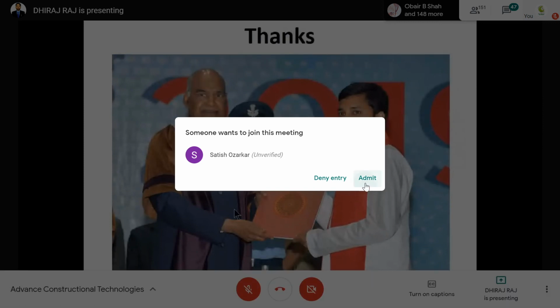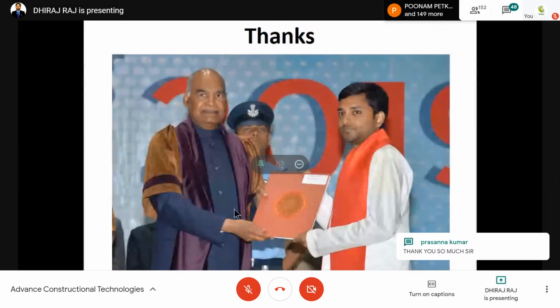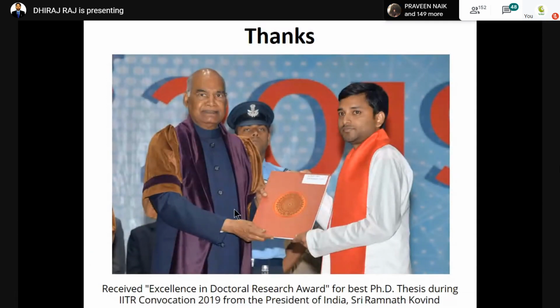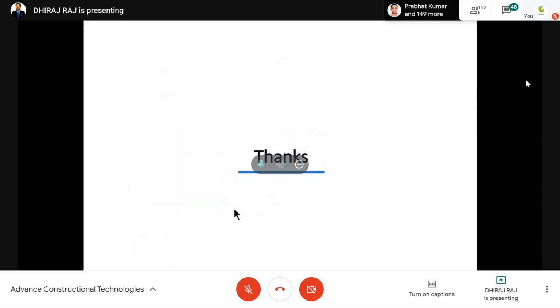Thanks. This is a figure of the award I received for this research which I have shown you in my PhD. I got an award from the President of India for best doctoral thesis at IIT Delhi recently in 2019. Thank you.